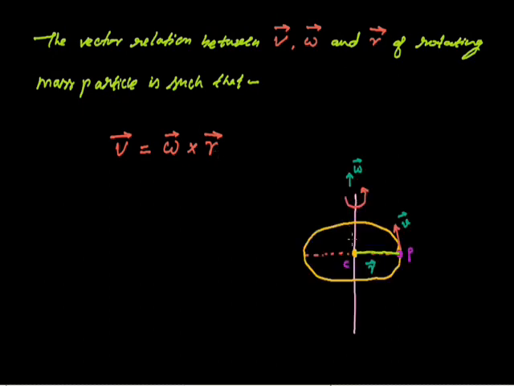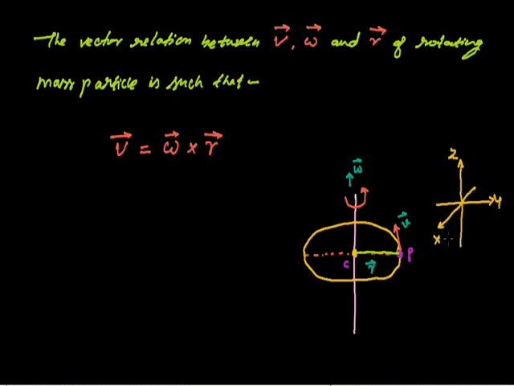You can see in the given figure the particle is describing a circular path such that the direction of velocity and the position vector of the particle p are perpendicular to each other, and the direction of angular velocity is perpendicular to both the position vector of the particle and the linear velocity of the particle.